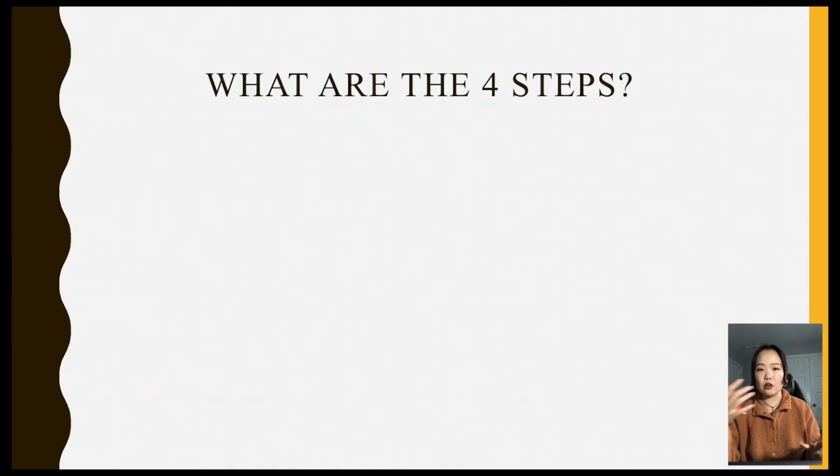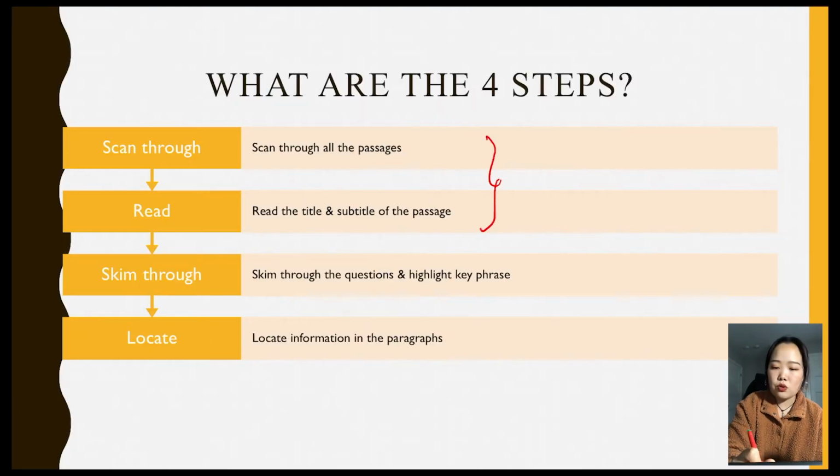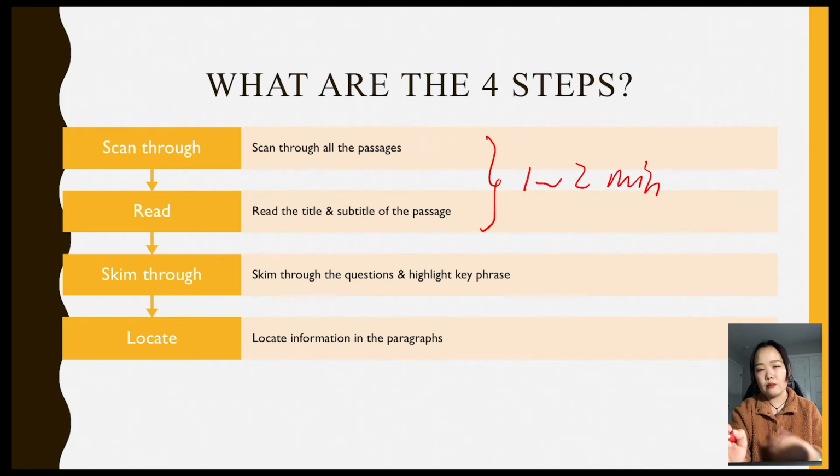But before I start to demonstrate how to use these 4 steps and how to take advantage of the order principle, let's have a small review of the 4 steps. What are the 4 steps? Step number 1, scan through all 3 passages. Step number 2, read the title and subtitle of the passage. These 2 steps usually happen together, and you should only spend 1 to 2 minutes in this process. Don't take too long. Save your time for the rest of the steps.